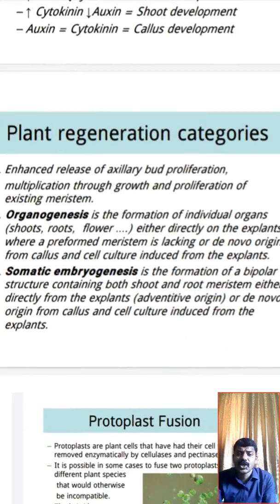Now, plant regeneration categories: enhanced release of axillary bud proliferation. There are two terms: organogenesis, that is the formation of individual organs, shoot, root, flower, leaf, either directly on the explants where a preformed meristem is lacking, or de novo origin from callus. Now, somatic embryogenesis is the formation of a bipolar structure containing both shoot and root meristem, either directly from the explants or de novo origin from callus.